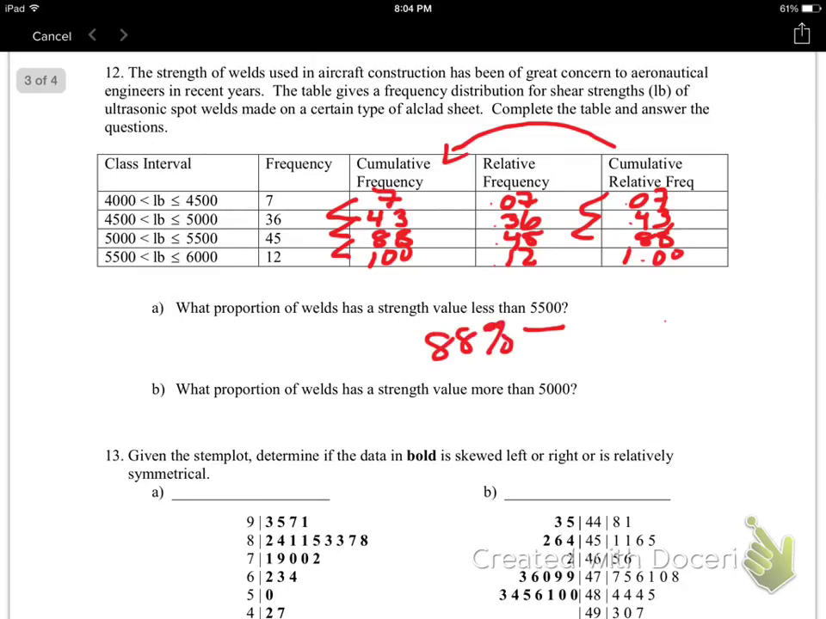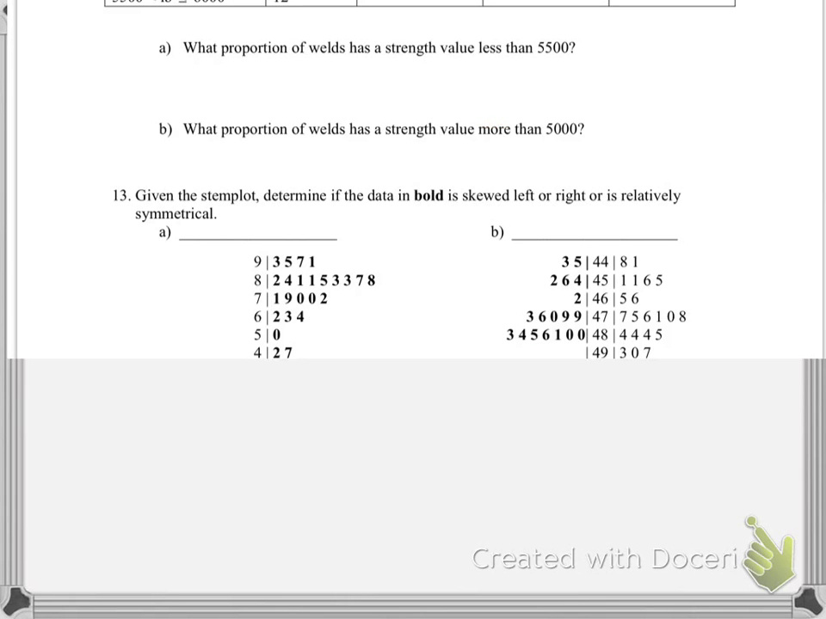What proportion has a strength greater than 500? So that's going to be these two. So I add these two. 45 plus 12 is 67%. Okay, let's do number 13.